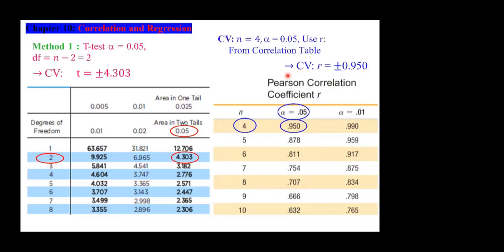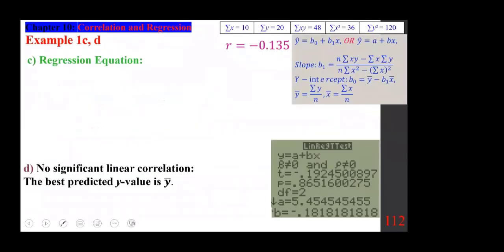What I want to add is that in some texts, even with the Pearson correlation coefficient, they don't use n, they use degrees of freedom. So you have to subtract 2. What is the degrees of freedom? When n is 4, it's 2. So they may give you df instead of n. Be careful with that.